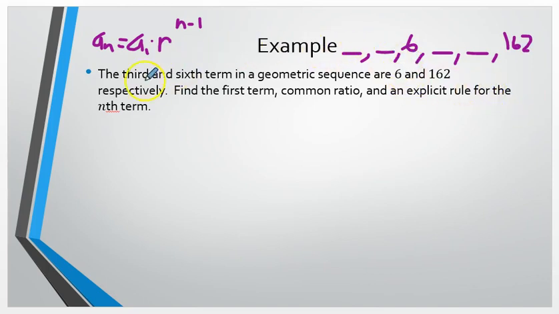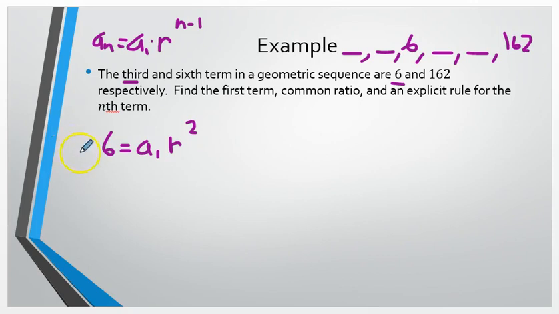So what I'm going to do is use the statements they gave me. The third term is 6, and I'm going to plug that information into this equation. So 6 is a sub n. I don't know a sub 1, I don't know r, but since n is 3 for this term, the third term is 6. If I plug in n is 3 up here, 3 minus 1 is the second power.